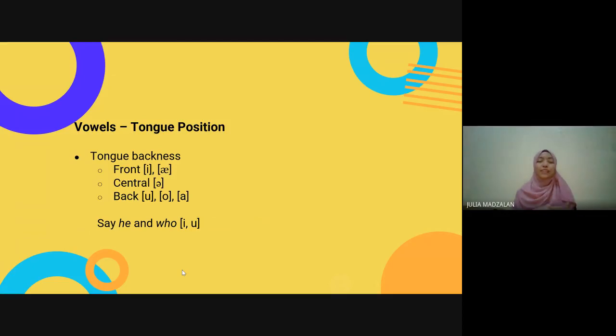Now, referring to tongue position, you are looking at the backness and the frontness of the tongue. If it's front tongue position, you will be producing E and A sound. If it's central tongue position, you will be producing the schwa, which is the inverted E, that is called schwa, and its sound would be uh. And then the back tongue position would be U, O, O.